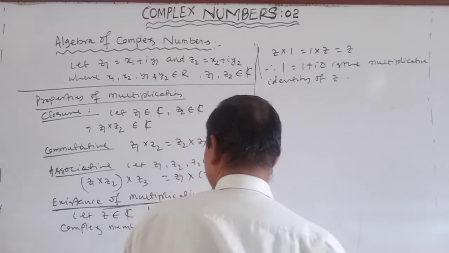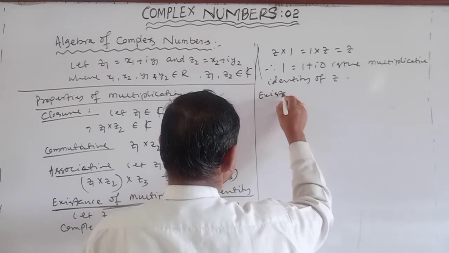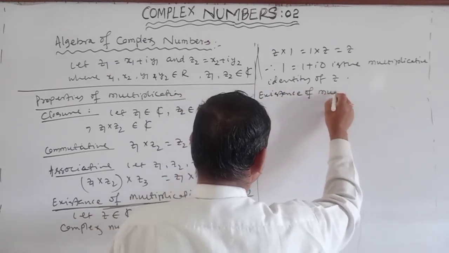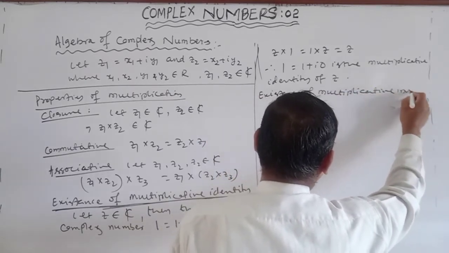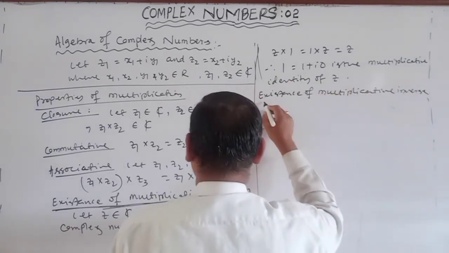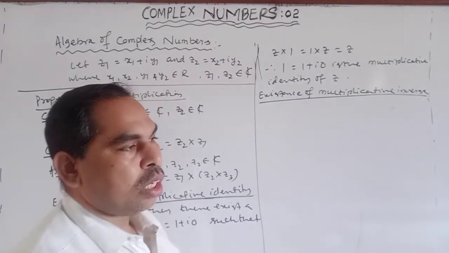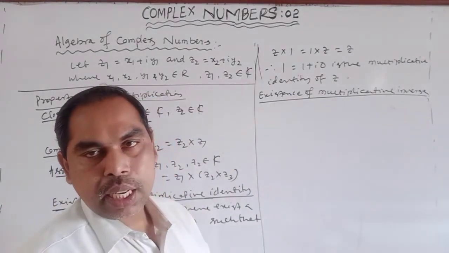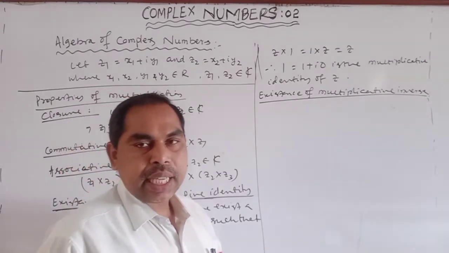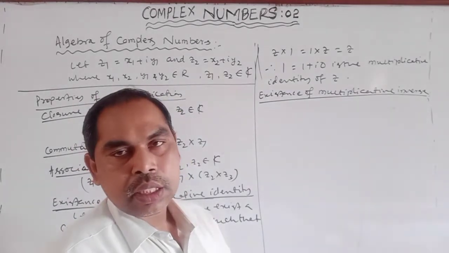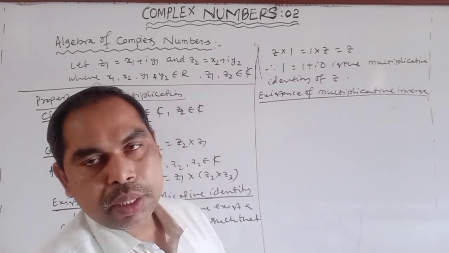Next, existence of multiplicative inverse. What do we multiply to get 1? Suppose Z is a complex number, there exists another complex number 1 by Z such that Z into 1 by Z is equal to 1. 1 means 1 plus i into 0.